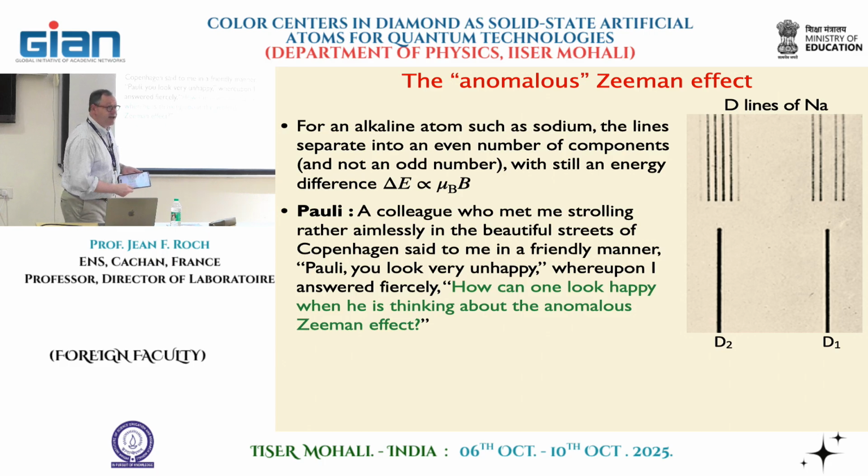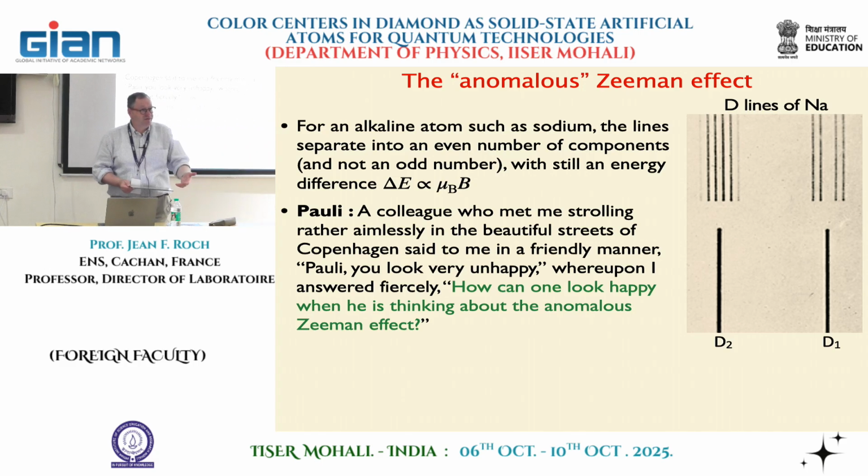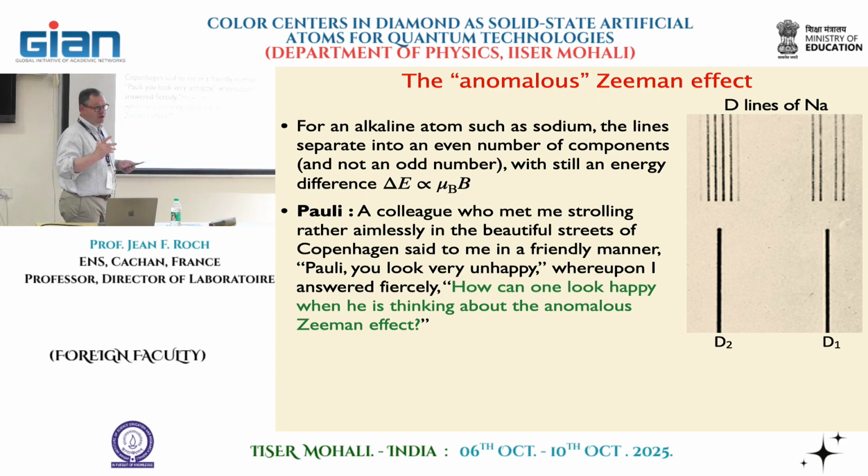Now I see a number of components that are even, like here. I see that the line splits into another number of components that are not explained by the calculation I did before. And so that was a great puzzle at the beginning of quantum mechanics, as you know.